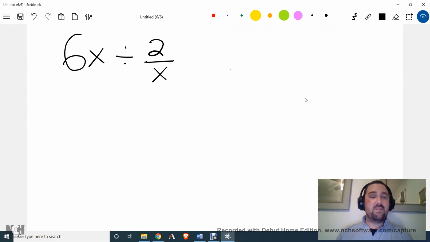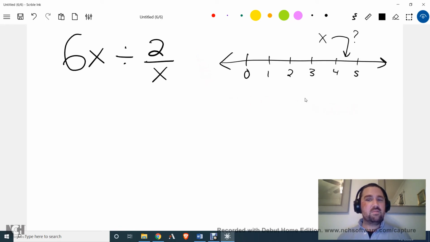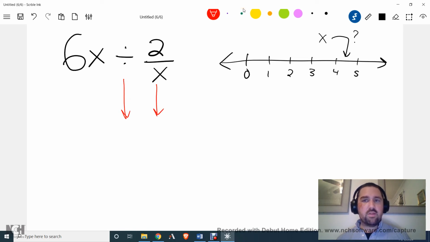The double inverse thing works really well even when we have difficult looking expressions like this: 6x divided by 2 over x. Now, I'm going to go out on a limb and say that we're not going to be doing a number line way of finding this. We're just going to have to use double inverses. So we're going to find the inverse of that operation, and the multiplicative inverse of this number. And we end up with 6x times x over 2.